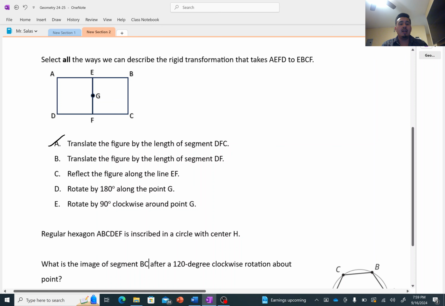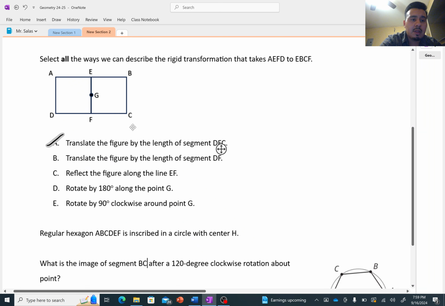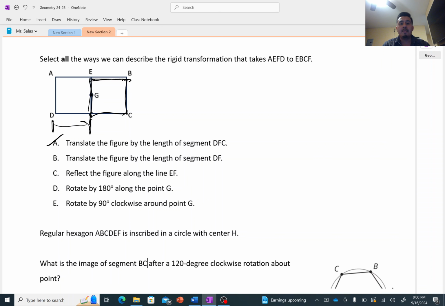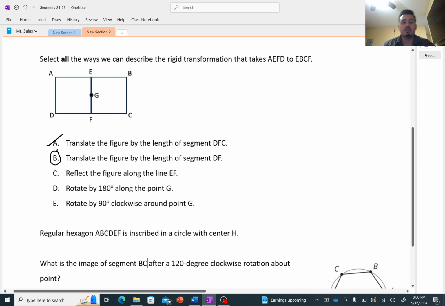Let's look at option B. Option B says translate the figure by length of segment DF. Well, I have D right here and I have F right here. That means I'm moving the whole square by this distance. Now the squares will overlap, okay? So I can't overlap them like that, but they should be overlapping like how I drew my image, okay? I want to apologize because I don't have my tools with me. So everything that you see right now drawn in this video will be done by freehand, okay? So option B is true, okay?